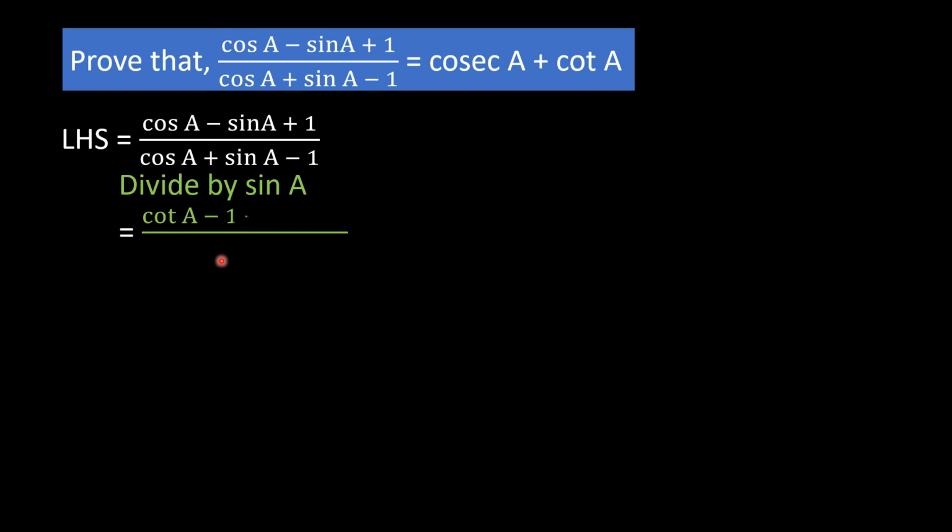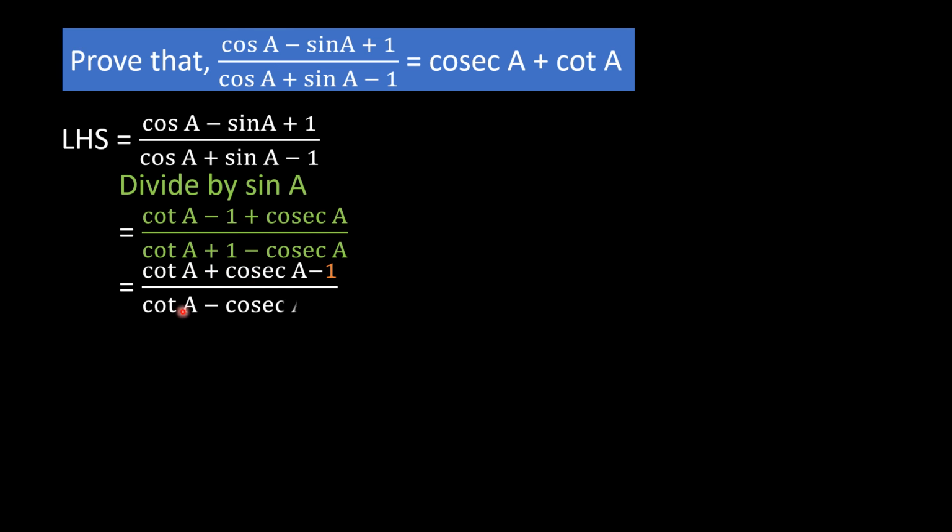So we get cos A divided by sin A, cot A; sin A divided by sin A, 1; divided by sin A, cosec A; cos A divided by sin A, cot A; sin A divided by sin A, 1; divided by sin A, cosec A. Now we will write cot and cosec together.